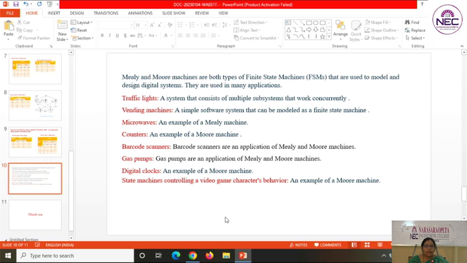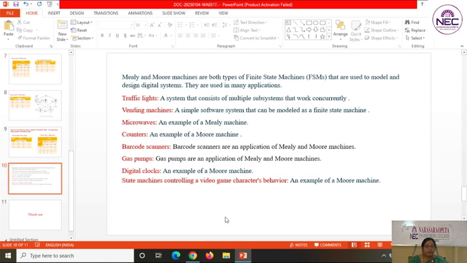Microwaves, an example of Mealy machine. Counters, an example of Moore machine. Barcode scanners are applications of Mealy and Moore machines. Gas pumps are applications of Mealy and Moore machines. Digital clocks, an example of Moore machine. A state machine controlling a video game character's behavior, an example of Moore machine.